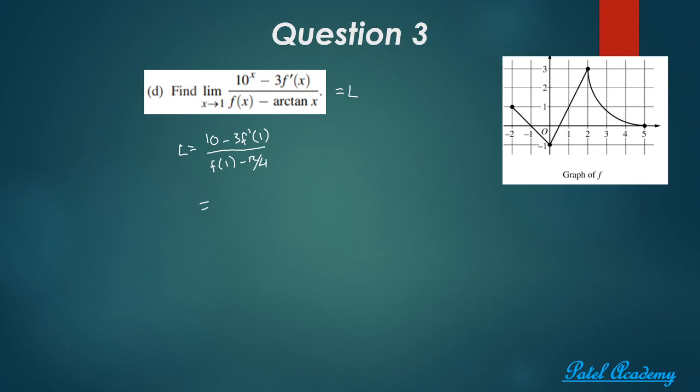10 minus 3 times 2 is going to be 4 on top. f at 1 is 1, so 1 minus pi over 4. And you don't need to simplify any further. Even though it might only be one step, don't bother. If you do try to simplify it, that's also where the greatest chance of error is going to be. Just leave it like this. Very easy question to get through.